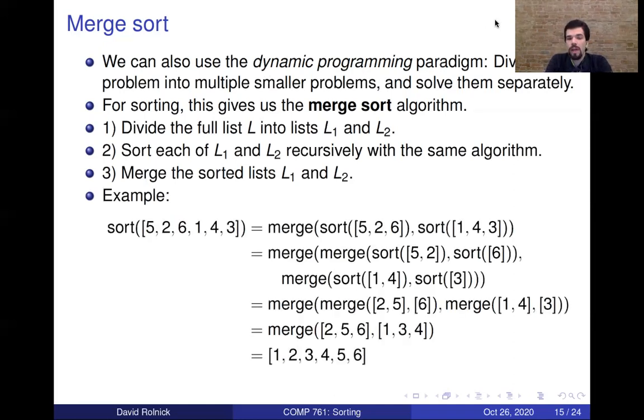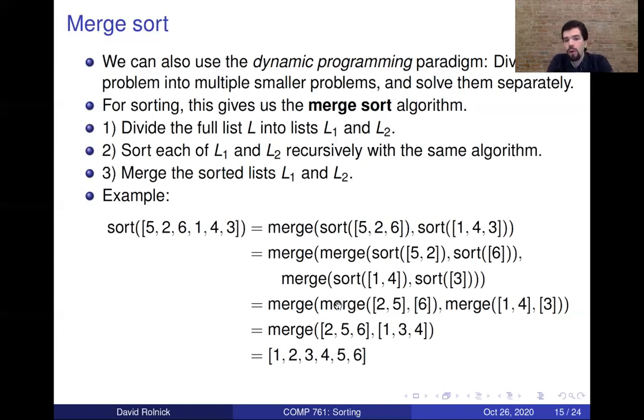So for example, if we were trying to sort this, I'm going to assume that we've divided roughly equally into L1 and L2. So we divide into 526 and 143. We sort each of those individually, and then we merge the results. But we have to do this recursively, right? So how do we get our sorted 526? Well, we merge the sort of 5, 2, and 6. And for this, we merge the sort of 1, 4, and 3. So 5, 2 sorted is 2, 5.